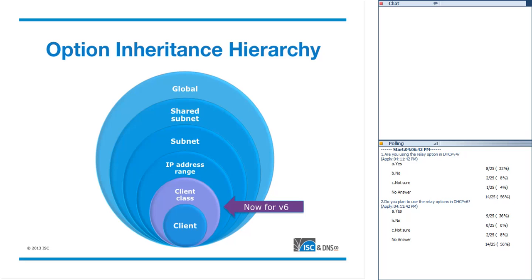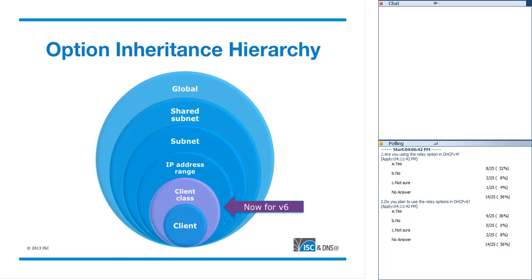Yeah, so the hierarchy is currently pretty much the same for both v4 and v6, with the exception of the client class. So if you define something at the global level, that affects everything, but you can override it by defining something at the subnet or the client level. What we've added here is the client class for v6, and again, it's done pretty much the same way as it was done for v4. So if you're already using them for v4, and you want them for v6, hopefully it'll be a pretty simple transition, but it's just adding that one extra inheritance step.